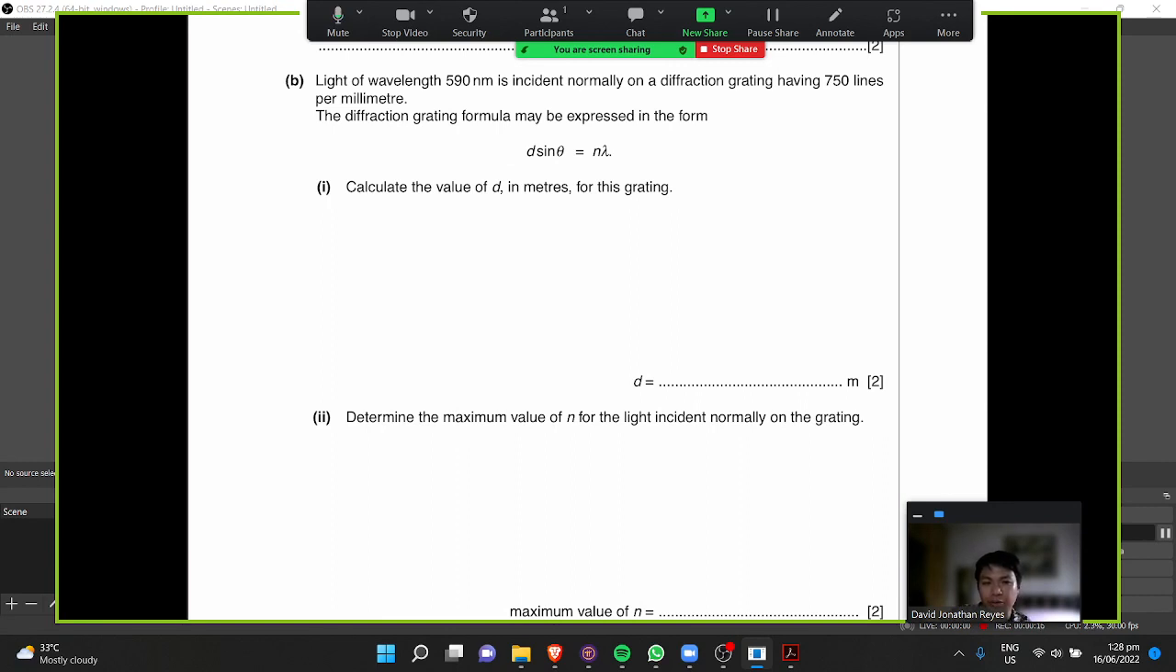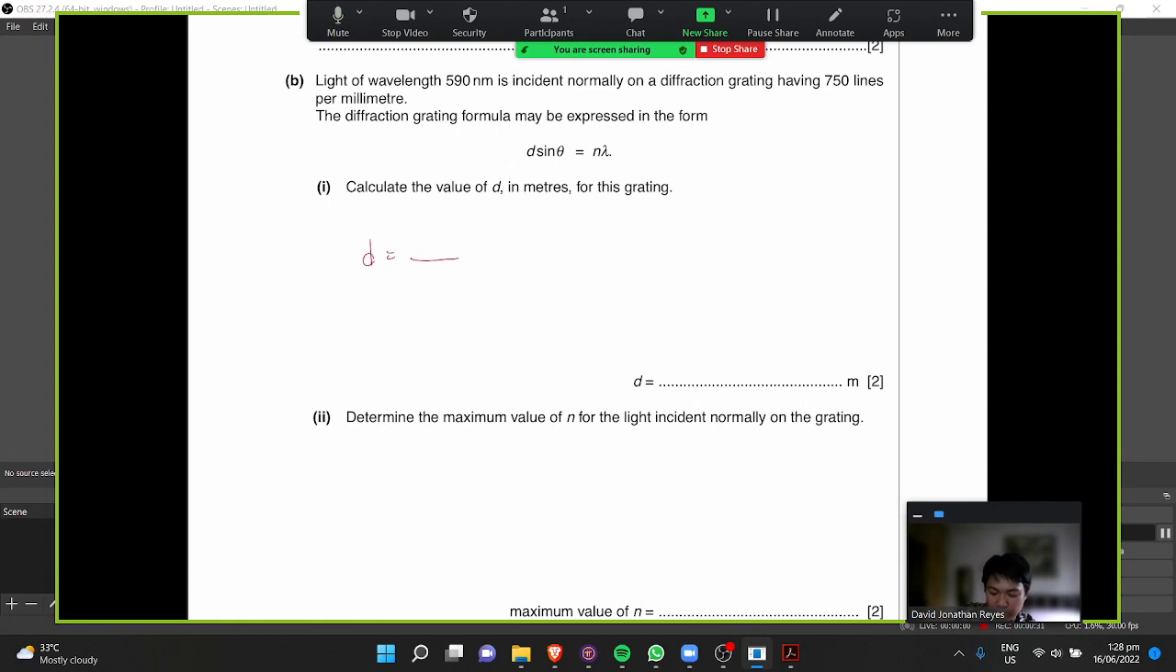Well, simply you're going to use the equation d sine theta equals n lambda, where d stands for the distance between two slits. Okay, so how are we going to solve that? We're just going to use the same value here. See this? But we're going to solve it.